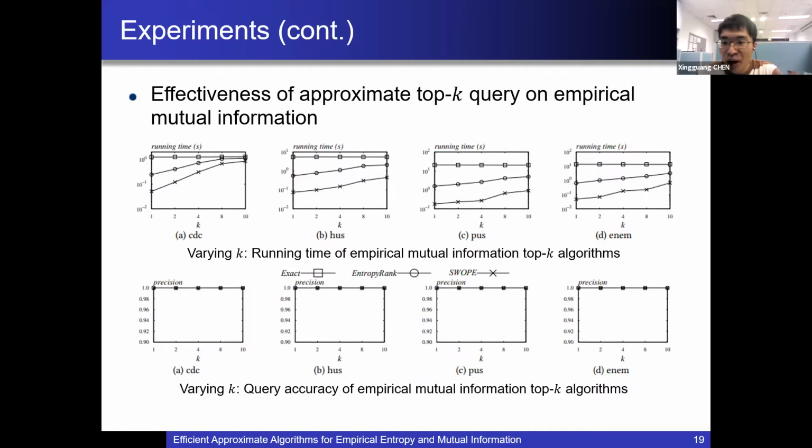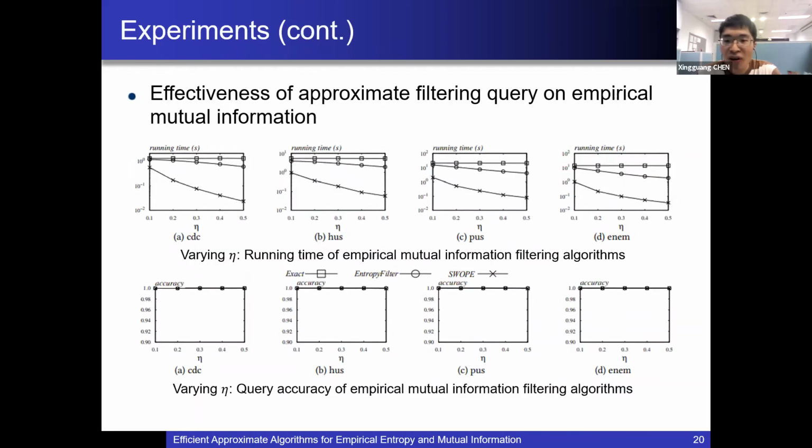For approximate top K query on empirical mutual information, SWAP is still the most efficient algorithm among all methods. It's up to an order or 2 orders of magnitude faster than entropy rank or exact. In terms of accuracy, all the methods still provide identically highly accurate results. For approximate filtering query on empirical mutual information, SWAP is up to 54 times faster than entropy filter and 2 orders of magnitude faster than exact. In the meantime, SWAP reports identically accurate results as entropy filter and exact.